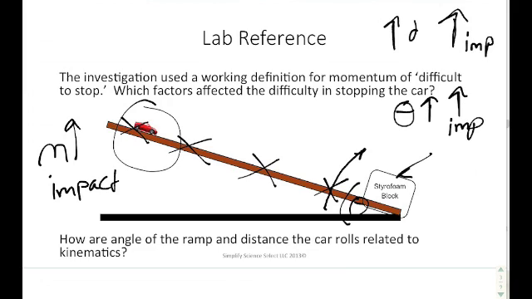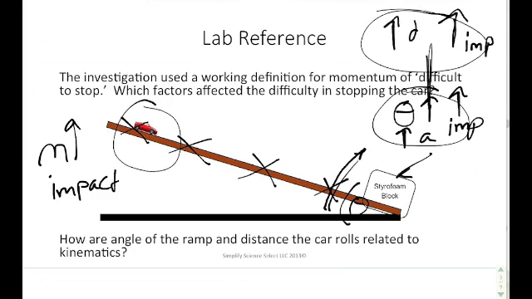Now, how are angle and distance related to the speed of a car using kinematics? We've talked about this before with several labs: as you increase the angle, you're increasing the acceleration of the car. And as you increase the distance it rolls along the track, that's the distance over which it's accelerating. Combine that with an initial velocity of 0, and you've increased the acceleration and the displacement.